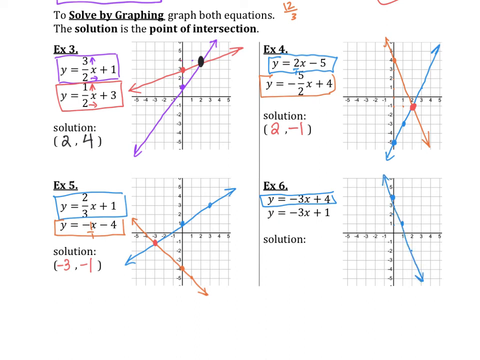Okay, now I'm going to go ahead and graph this one. The y-intercept is positive 1. My slope is still down 3 over 1. Okay, I'm going to draw that line as straight as I can. Okay, now the solution is where they cross.